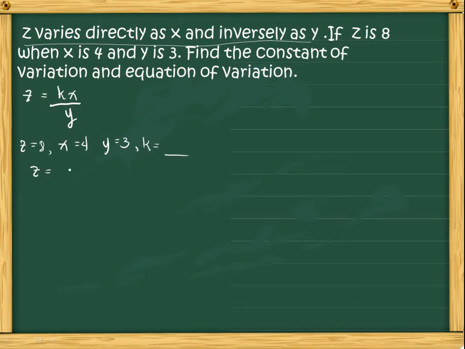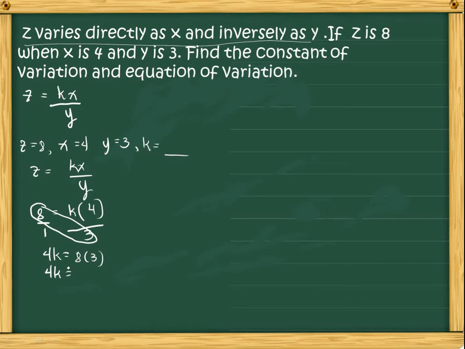Z is equal to kx all over y. So Z is equal to 8, which equals k times the value of x, which is 4, all over the value of y, which is 3. Again, the denominator of a whole number is 1. Let's apply cross multiplication. 8 times 3 is equal to 1 times k, which is k, times 4, which is 4k. So 4k is equal to 8 times 3, which is 24.